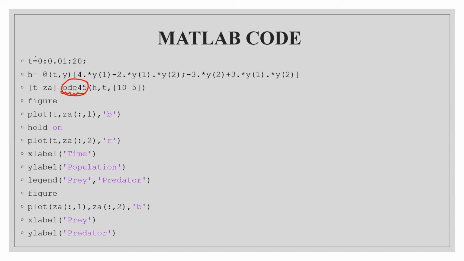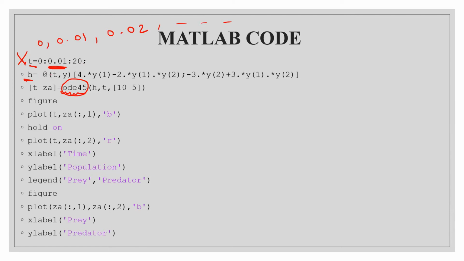So this is the MATLAB code. Even if I delete this, it will automatically work; I will just show you in my MATLAB. I am doing time 0 to 20, and this is the point in between: 0, then it will take 0.01, then 0.02, up to 20. So it is creating so many points.